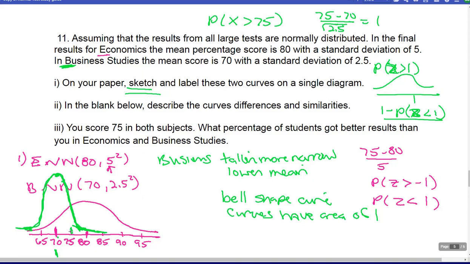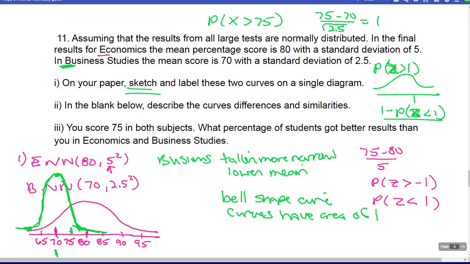Wait, so how do you know that? If it has a smaller standard deviation, then it's taller? If it's got a smaller standard deviation, then it's going to be taller and skinnier, less spread out. If it's got a bigger standard deviation, it'll be lower but more spread out. Because keep in mind, both of these curves have an area of 1. So I can't just make this the same height and make it skinnier, it won't have the same area. Does that make sense?